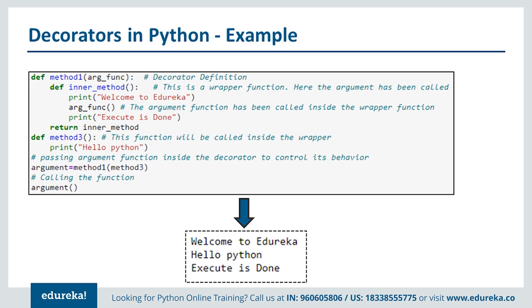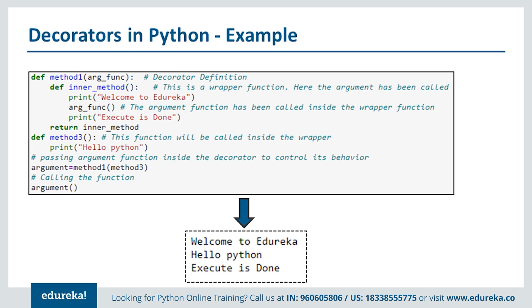Now we have another method called method3, in which we print simple hello Python. In the calling mechanism, we say argument is equal to method1 with the argument method3. So we are giving method3 as an argument to method1. That means method3 will be executed between the execution of welcome to Edureka and execute is done. So arg_func will be replaced with method3, and that's how you get the overall mechanism.